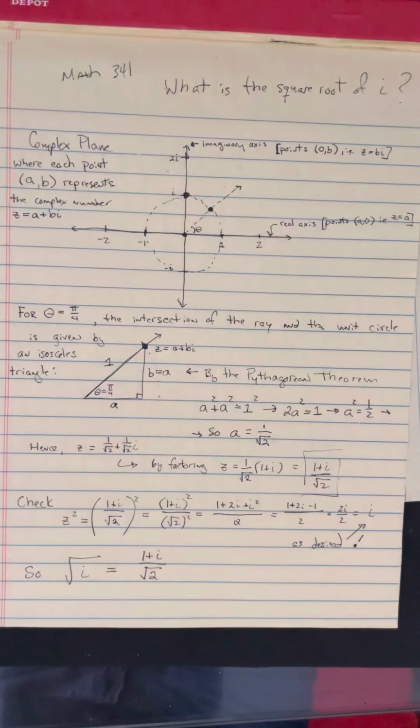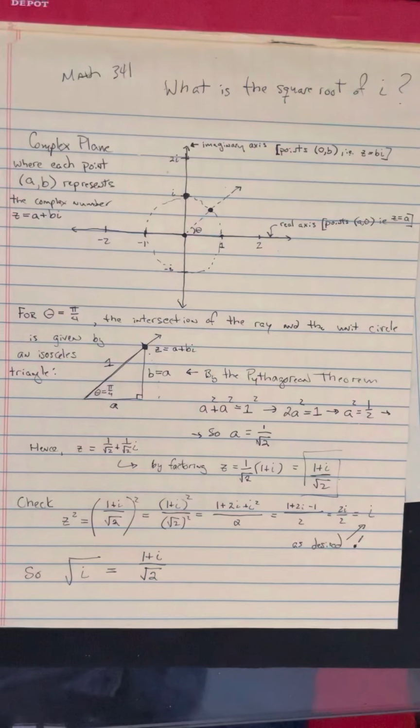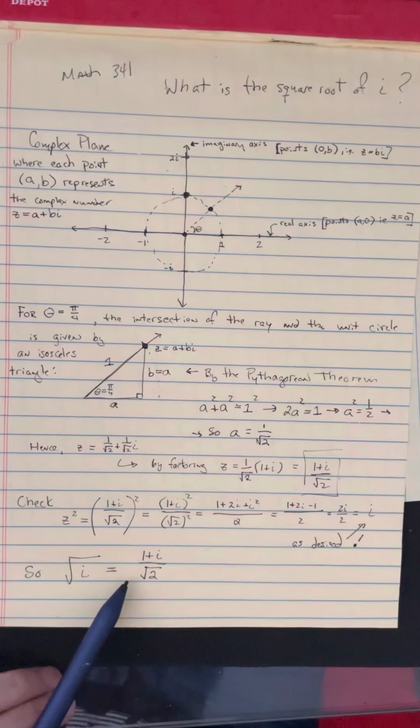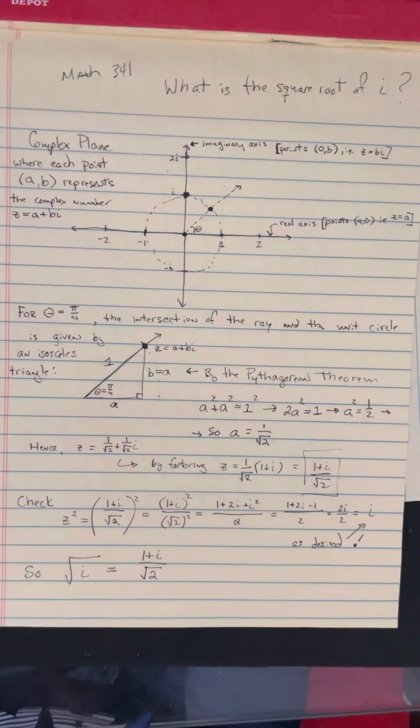So we proved it. So this is kind of really cute that the square root of i is actually this complex number, 1 plus i all over the square root of 2. Whew.